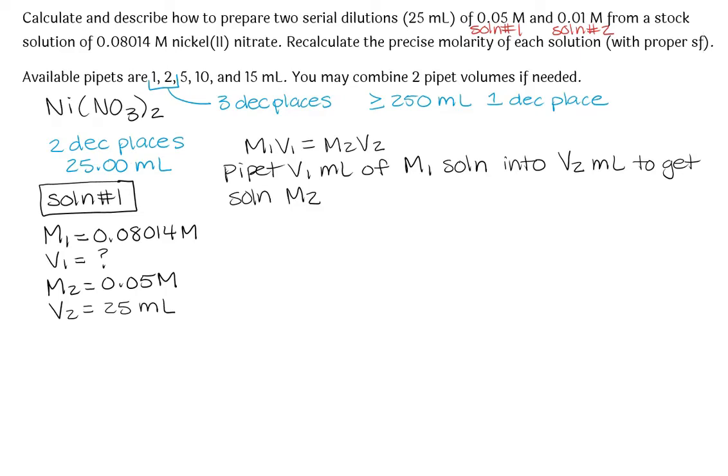When you're using an equation like the dilution equation, you want to make sure that you rearrange the equation to solve for the variable of interest first, then plug in the numbers. So rearranging this to solve for V1, we end up with M2V2 over M1. We'll plug in the values. We're not going to worry about sig figs just yet because we want to see what is the approximate value of the volume that we get, and then we'll go to our available pipettes, our available volumes, and we'll choose one that is the closest one.